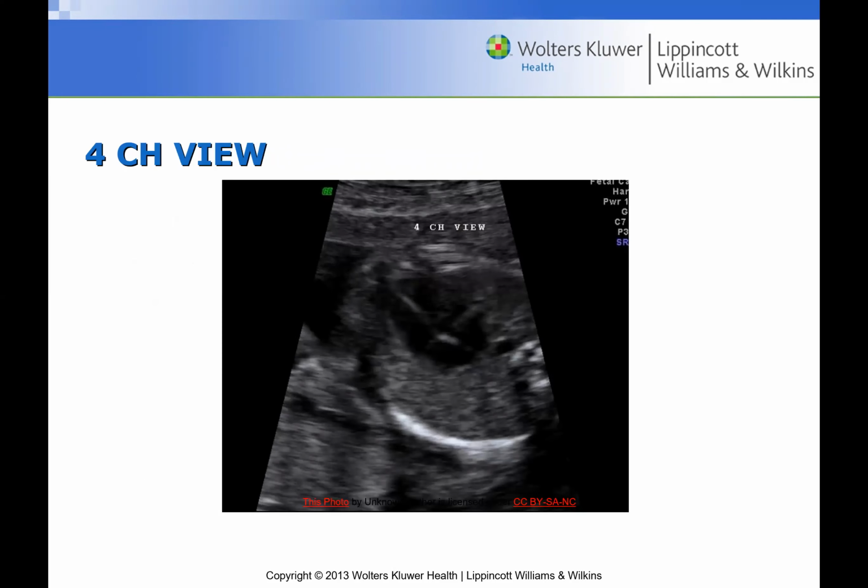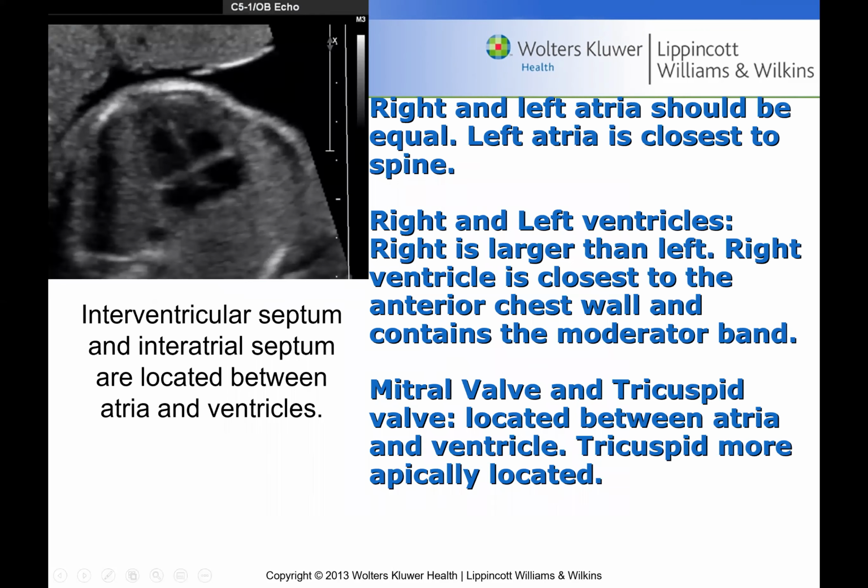So here's our 4-chamber heart. You can see all 4 chambers. The one closest to the chest wall is the right ventricle, then the left ventricle, right atrium, and left atrium. The right and left atria should be equal in size, which in this image it looks like they are. The left atrium is closest to the spine, which is another landmark to distinguish them. The right and left ventricle should be equal in size.